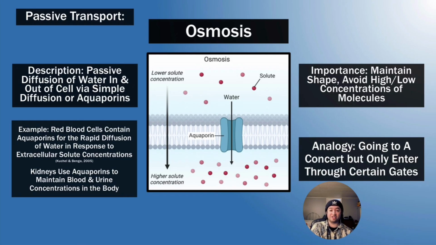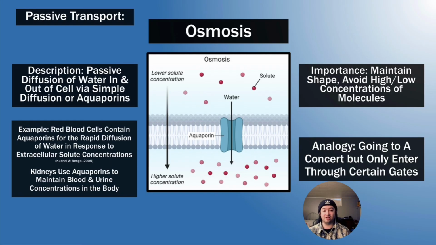This channel protein is called an aquaporin, and this protein allows for the rapid movement of water in and out of the cell. This is seen here in the diagram, which shows different concentrations of a solute on both sides of the plasma membrane. Water will move from areas of high water concentration or low solute concentration to areas of low water concentration or high solute concentration via the aquaporins that span the length of a plasma membrane.